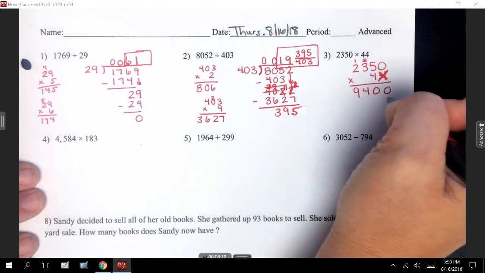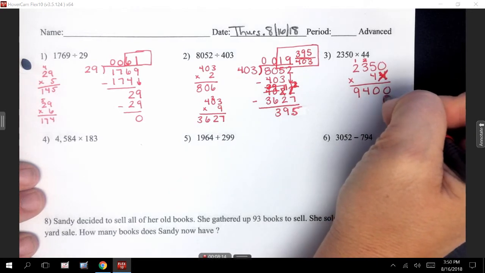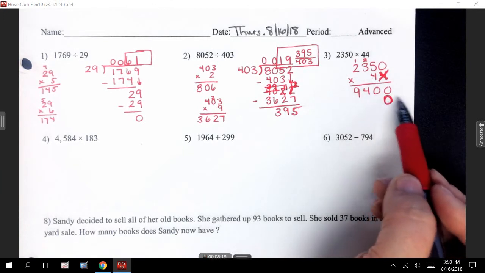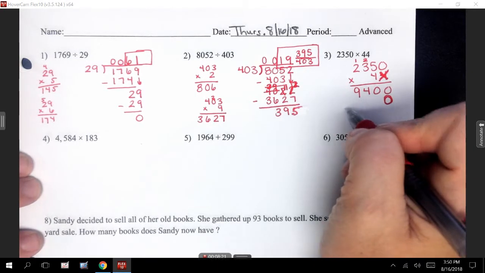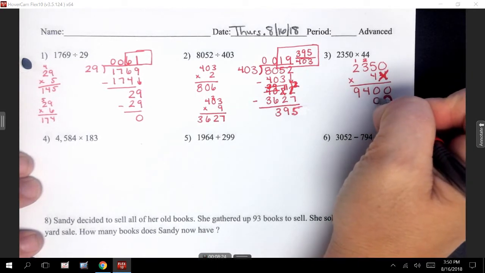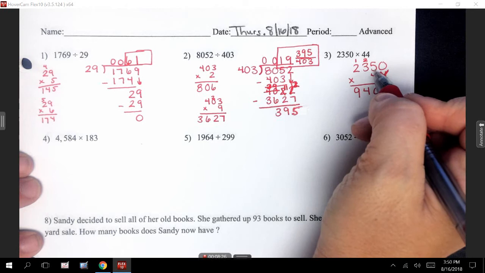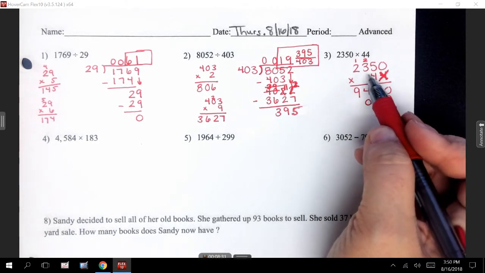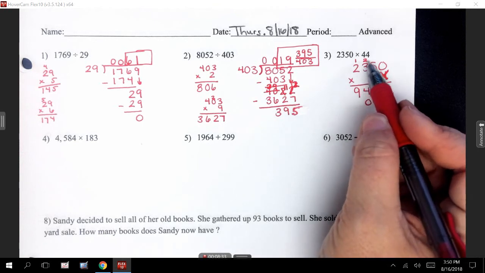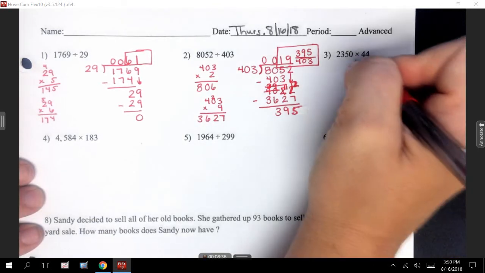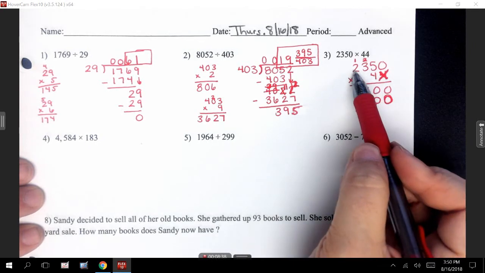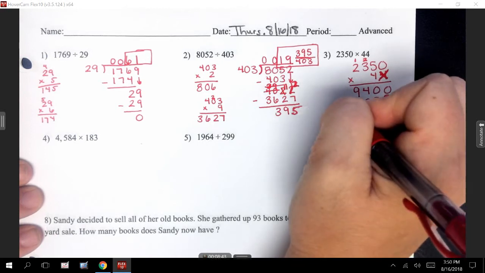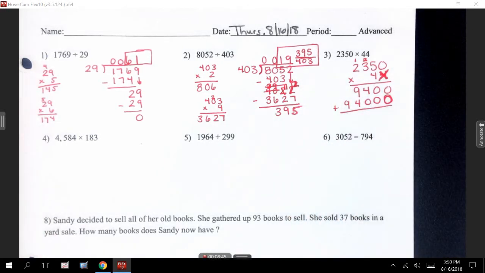And remember, whenever I put an X, I got to put an O as a placeholder. Also, remember, 4 is in the tens place, so before I can multiply, I need a placeholder in the ones. All right, so 4 times 0 is 0. We should end up with the same numbers here. 4 times 5 is 20. So I'm going to put my 0, carry my 2 again. 4 times 3 is 12, plus that 2 that I carried is 14. Carry that 1 again. 4 times 2 is 8, plus 1 is 9. So we can see our numbers are the exact same except for the extra 0 on the bottom.